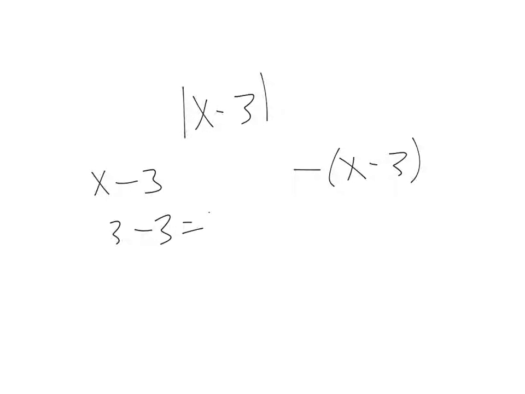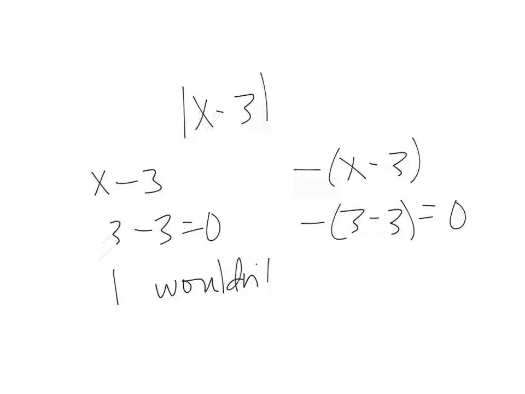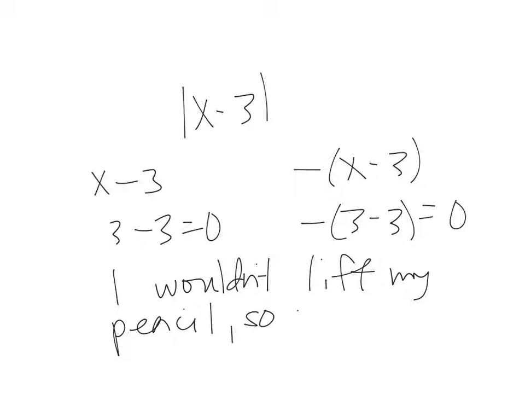What I see is students do this. They're like, okay, so I have x minus 3, and I have negative x minus 3. And if I plug 3 in, I get 0. And if I plug 3 in, I get 0. And then they write, I wouldn't lift my pencil. So it's continuous. And they're like, I'm done.